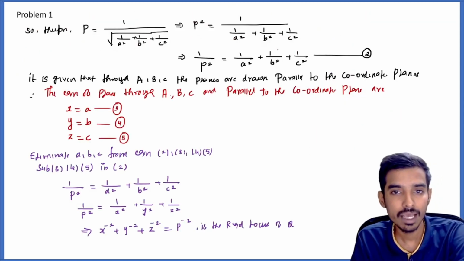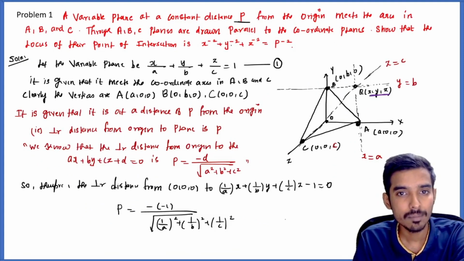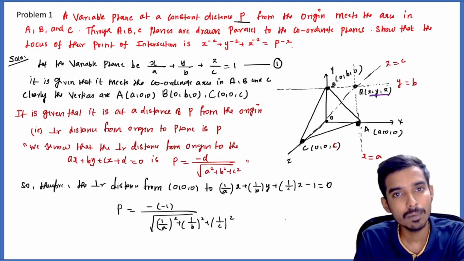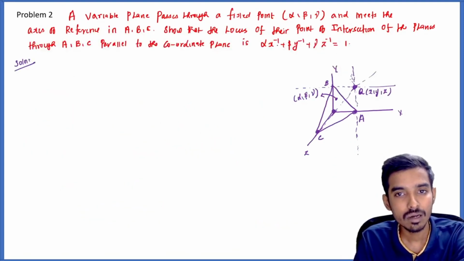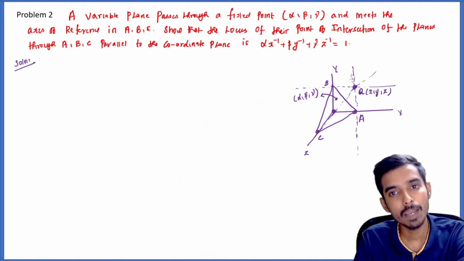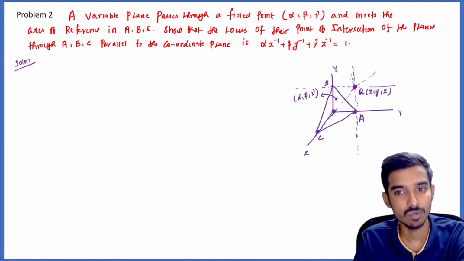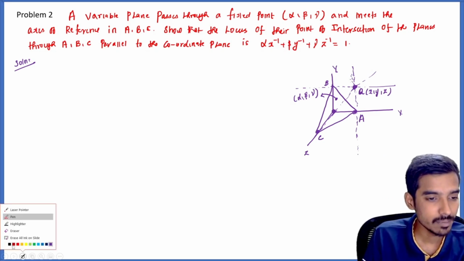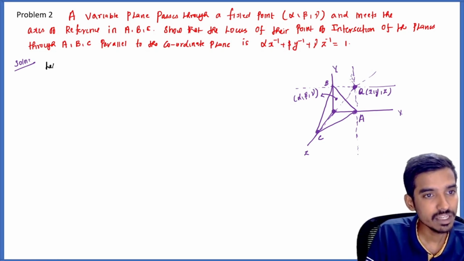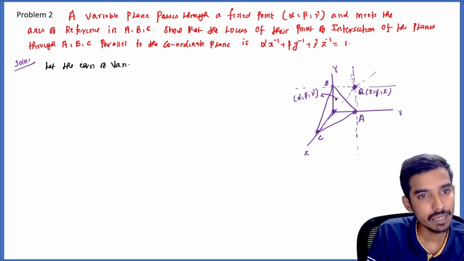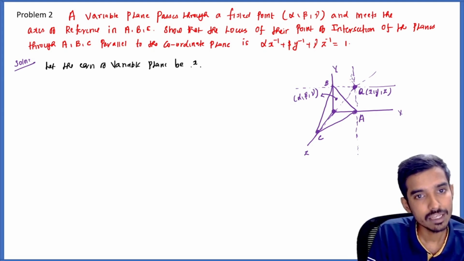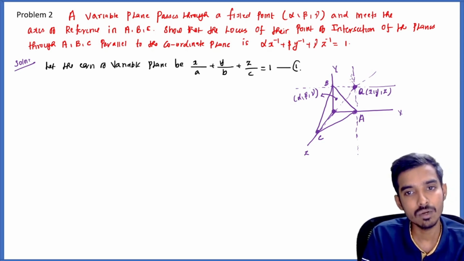The previous problem we had x power minus 2 plus y power minus 2 plus z power minus 2 is equal to p power minus 2, right? Here, x power minus 1 by alpha, y power minus 1 by beta, z power minus 1 by gamma is 1. Actually a very, very easy problem. So let the equation of the variable plane be x by a plus y by b plus z by c is equal to 1. Call this equation number 1.